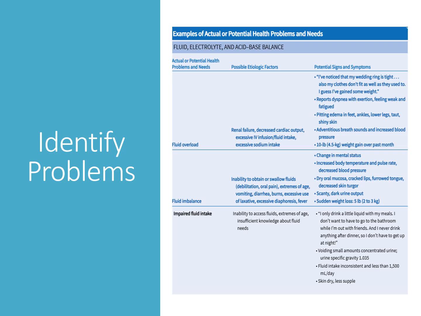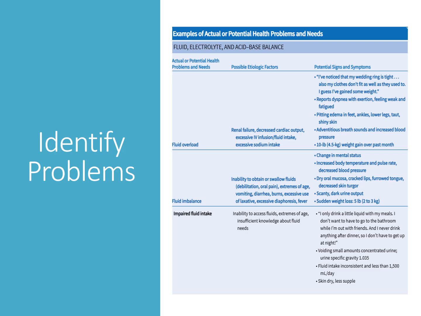They may say things like, I've noticed that my wedding ring is tight, indicating edema. My clothes are not fitting as well as they used to. I think I've gained some weight. They may say they've gained 10 pounds, for instance, over the past month. They may have breath sounds with crackles, an increase in blood pressure, and pitting edema in their feet, lower legs, and ankles. The skin might be taut or shiny. They may report being short of breath, weak and fatigued.